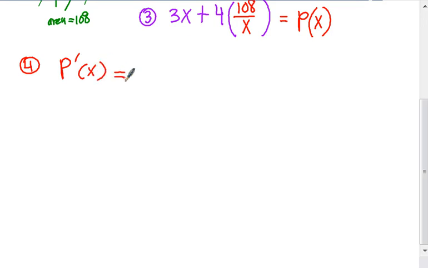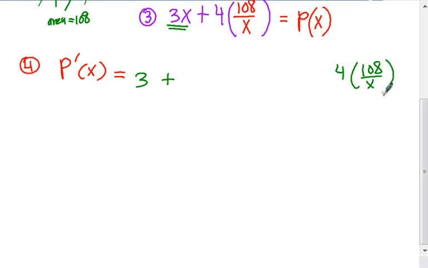Recall that the whole chapter is about applications of derivatives. What can you do with derivatives? Well, you can solve this problem for one. So the derivative of 3x is 3, and the derivative of 4 times 108 over x is going to require a little bit of work. So let's just do a little side work on that expression.